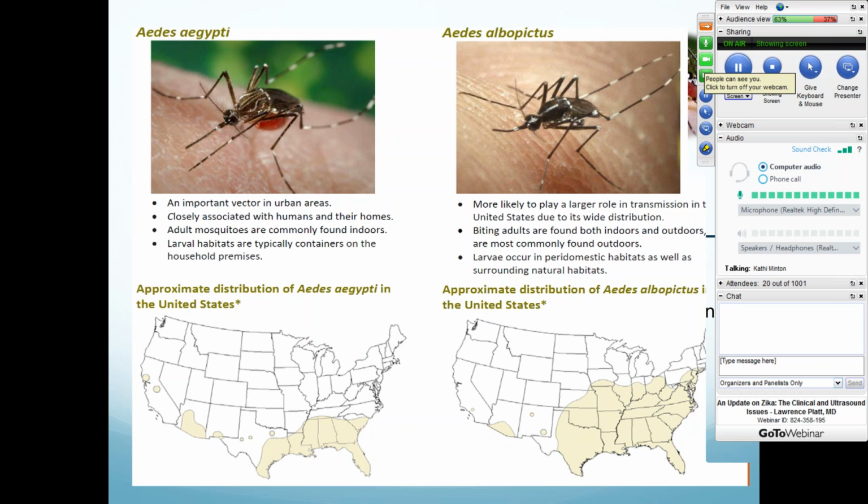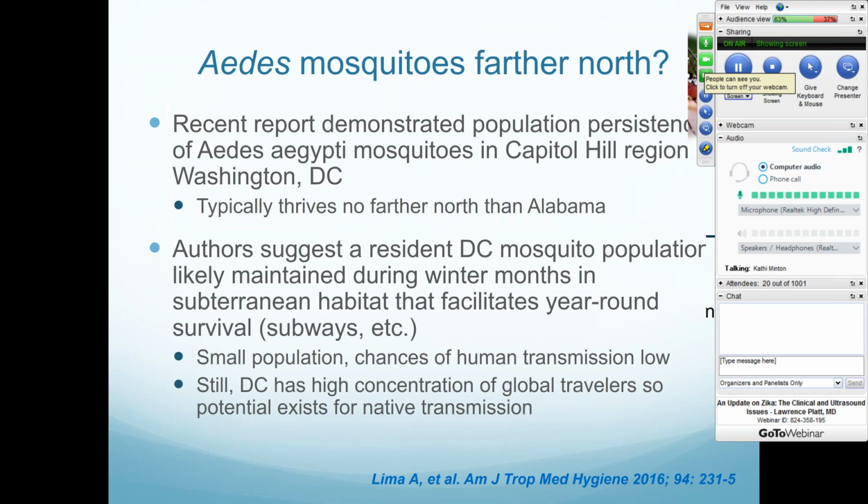In addition, there are other Aedes types of mosquitoes. Albopictus is another one. These are found both indoors and outdoors, and they're in different habitats than those that we see generally in the United States. But I think you can see on the map that the Aedes aegypti mosquito and the Zika virus are found in almost the same areas, albeit this may have a little bit more extension in other parts of the country. Now, what about further north? You know, the big question is, does it only stay in the warm areas? Is that where it is?